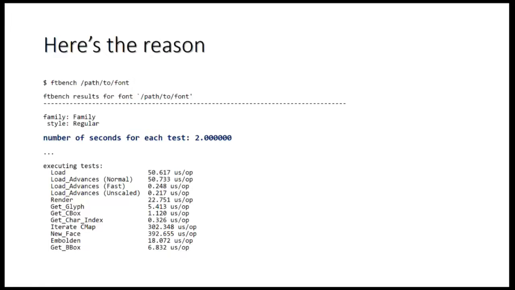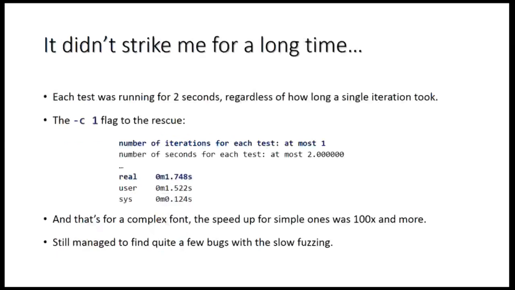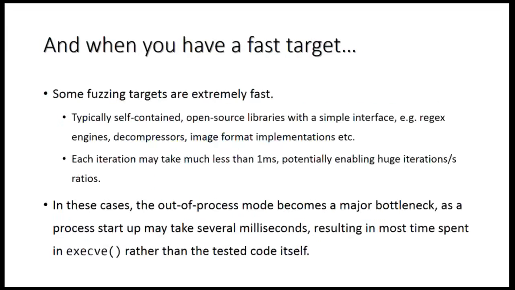The important thing is the reason for this. You can see that it says the number of seconds for each test equals 2, which I didn't realize at first. It didn't strike me for a long time. It turned out that you can use a special flag to run every test just once instead of for 2 seconds, and this sped up the fuzzing by at least 100 times for me. But I was still able to find some bugs using this very slow fuzzing.